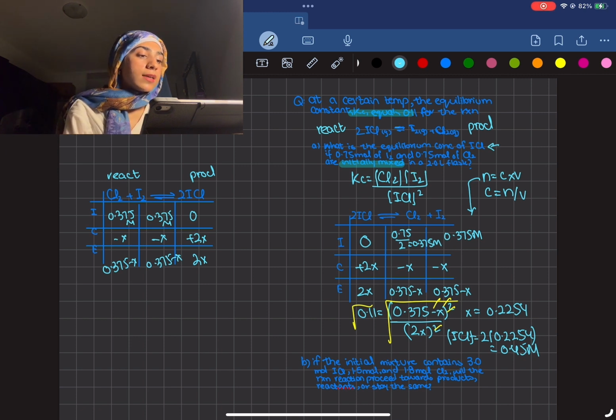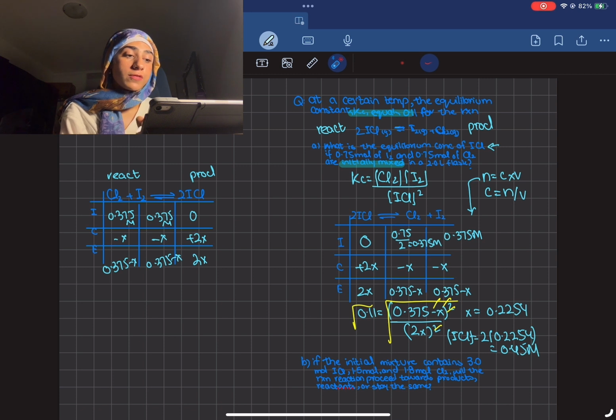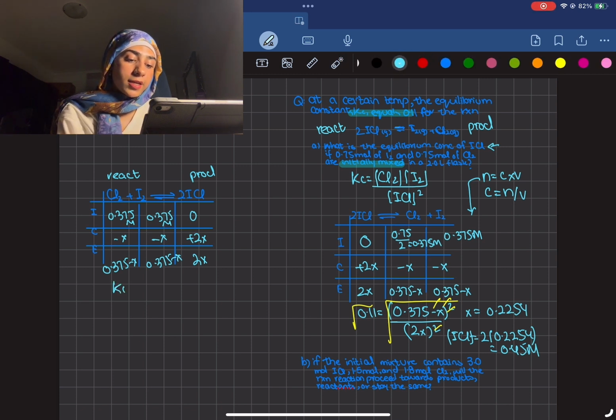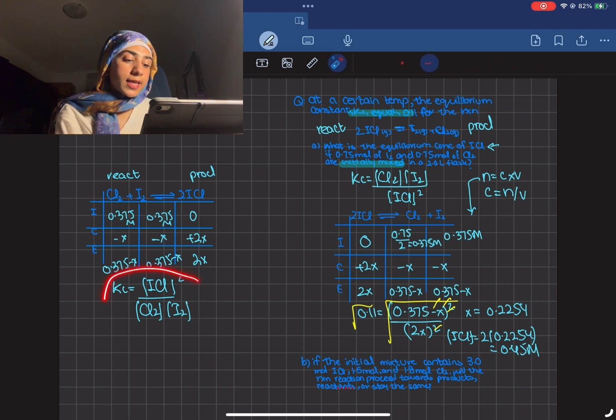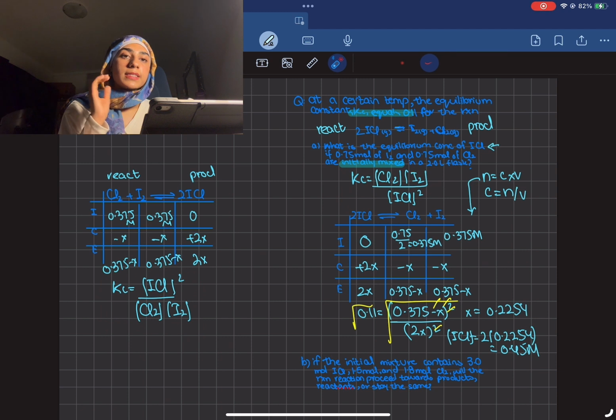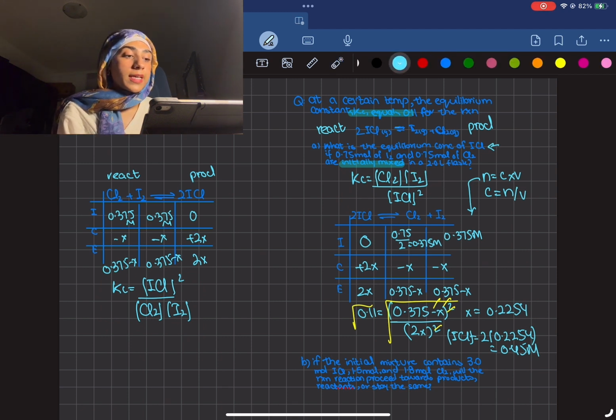Kc was given to be 0.11, but that was because I was following this equation that's given right here, which is going forward. But because I flipped my equation, when I write Kc here it would be different, because Kc is products divided by reactants. So for this one, I have my product as ICl squared divided by Cl2 I2. If you compare this Kc with this Kc, you'll notice that I basically took the reciprocal, I flipped them. Because of that, my 0.11 is not 0.11 anymore, because I also need to take the reciprocal for that value.